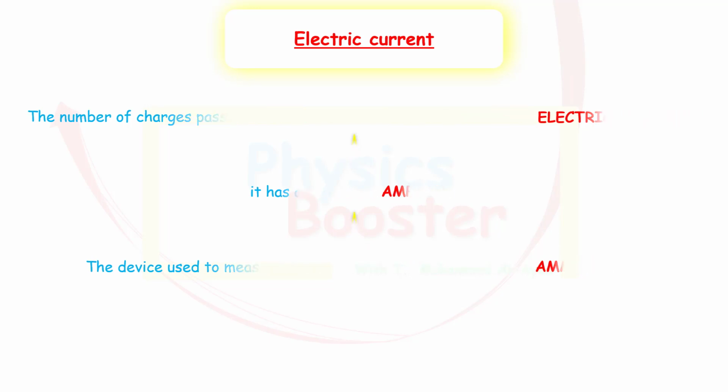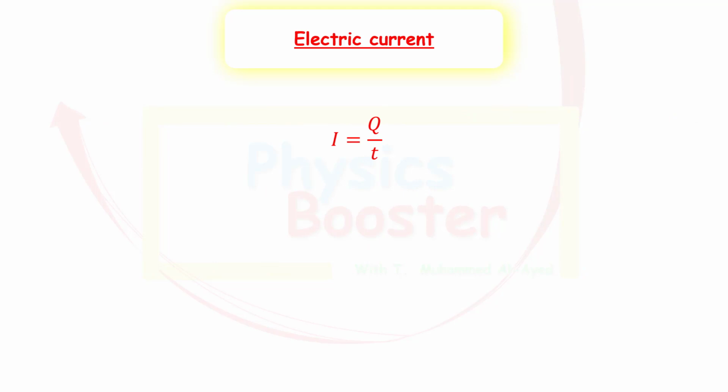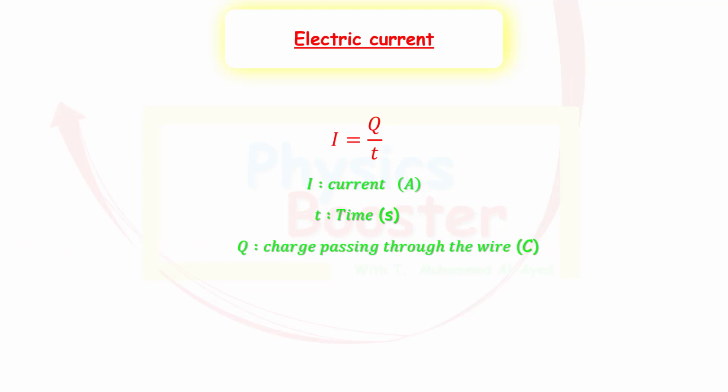A very simple equation will be used to calculate the electrical current inside a circuit. As we said, we will be using the letter I to represent current, and the unit of current is amperes. T in this equation represents time, which will be in seconds. It's important to keep in mind that when we calculate the current, time is in seconds. It's very important to know that. And finally, Q, which is the charge passing through the wire, and we know that the unit of charge is coulomb. So I is equal to Q over T.